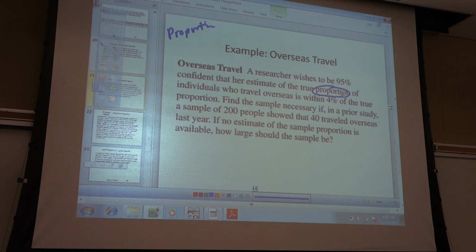Is it a Z table or T table? Z table. Easy peasy, proportion, Z table. So my degrees of freedom will be what? Infinity.